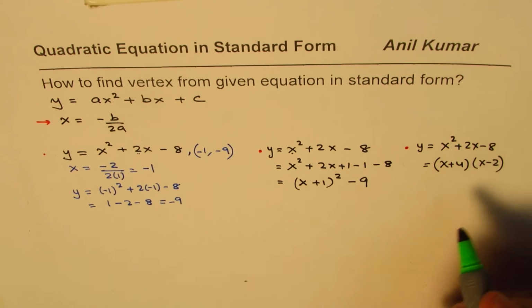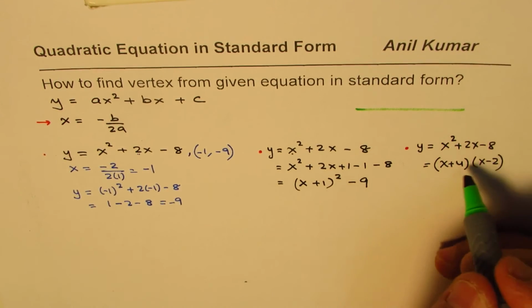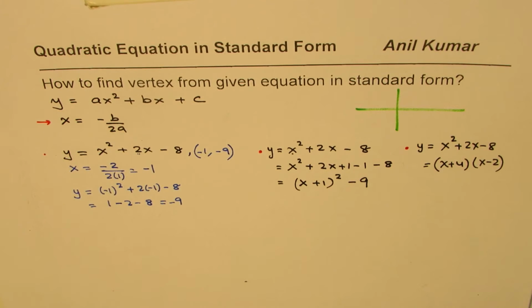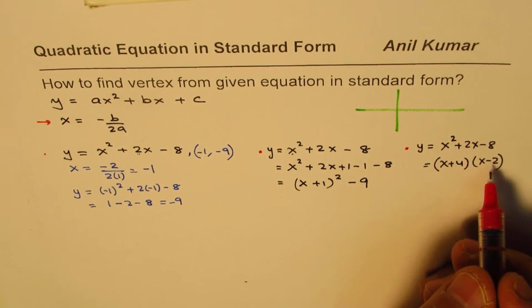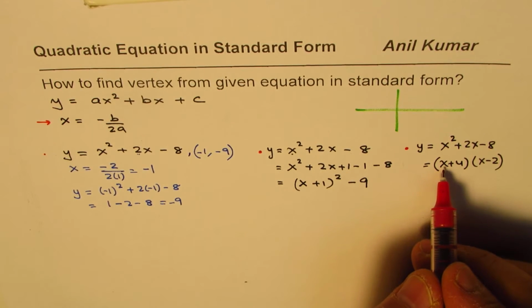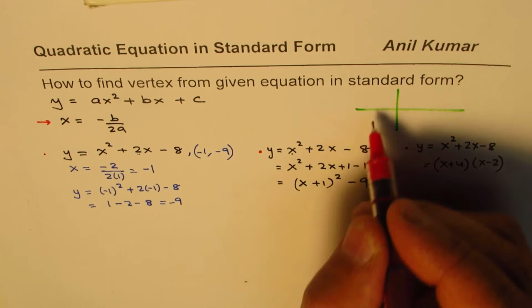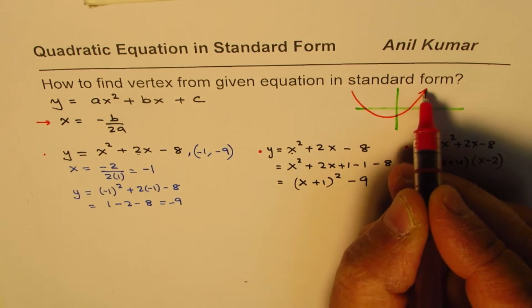So I hope I'm not going very fast on this. Let me kind of sketch this. Okay, so we have two x-intercepts, one at minus 4, the other one at 2. And if I write x equals 0, I get minus 8. That's my y-intercept, right? So what we have is kind of like this, a parabola which goes like this.